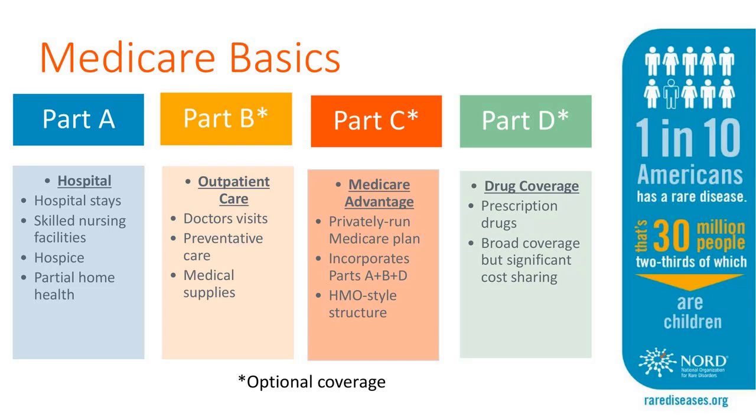If you add together the hospital care in Part A, the outpatient care in Part B, and then the drug coverage in Part D, the intent is that this coverage combined will cover all the health care needs of a Medicare beneficiary. Now, Medicare Part C is the alternative.